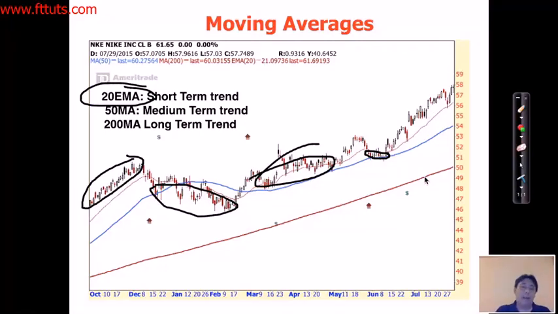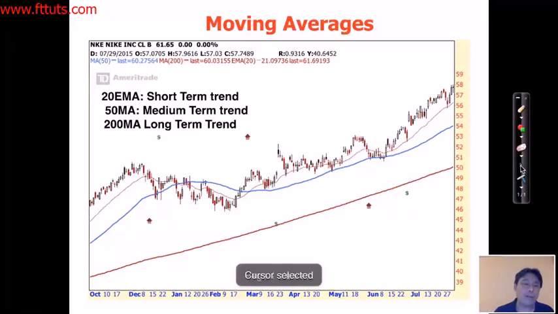Of course, the ideal time to go long is when all three trends are going up. So short-term uptrend, medium-term uptrend, long-term uptrend, all trends are going up. That is the best time to go long. Similarly, if you want to go short, the best time is when all three trends are going down: medium-term downtrend, long-term downtrend, short-term downtrend as well. I call this the EMA fan pattern.